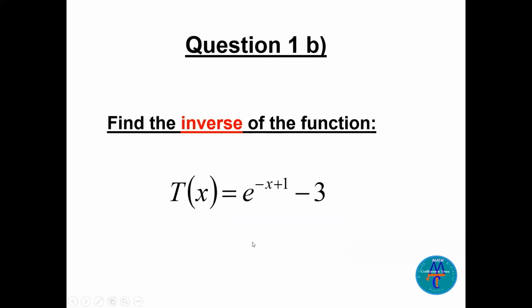Question 1b, find the inverse of the function t of x equals e to the power minus x plus 1, minus 3. This is an exponential function, and the base is e. We can follow also the same 4 steps to find the inverse. You can try it if you like before you see the answer.